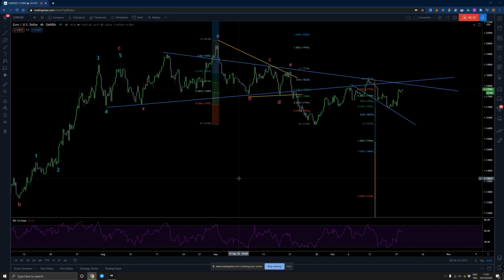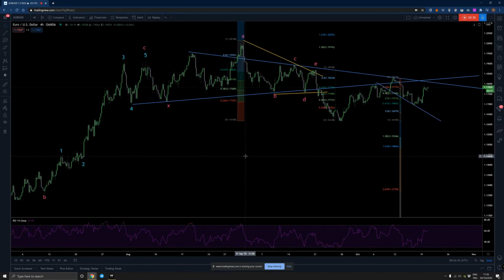Euro US dollar. Now, I will put the link down below for my Elliott count for the Euro US dollar. But in this video, I want to show you how I usually use Elliott wave trading with this more basic type of technical analysis that I do when I make videos sometimes.